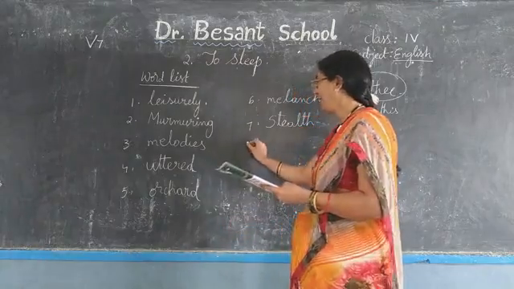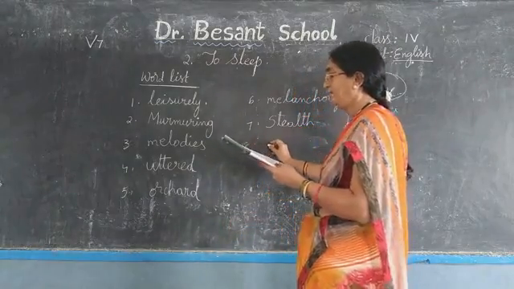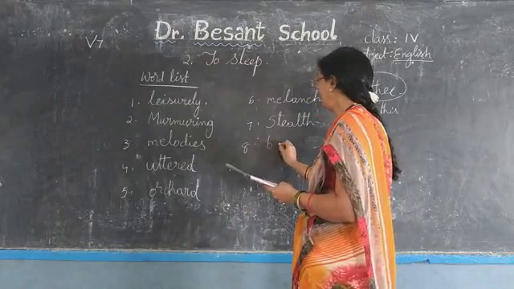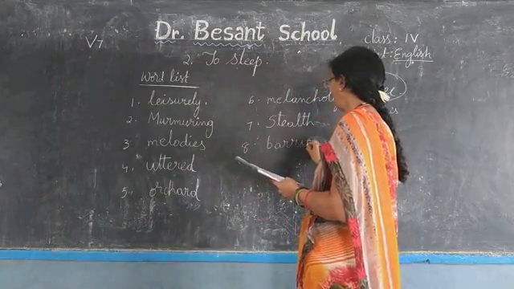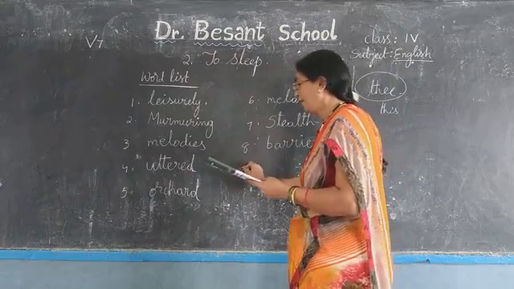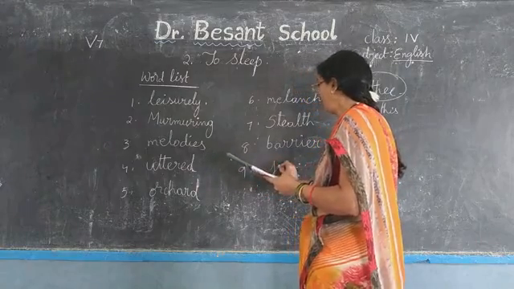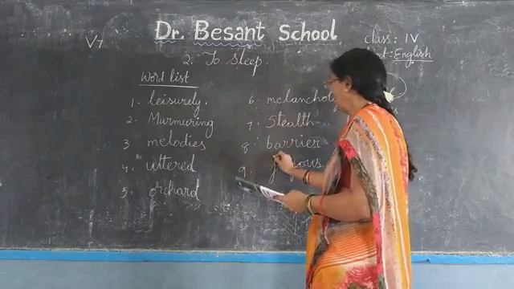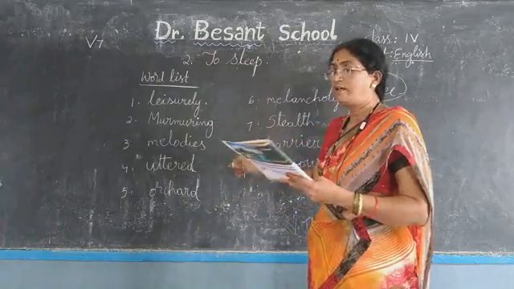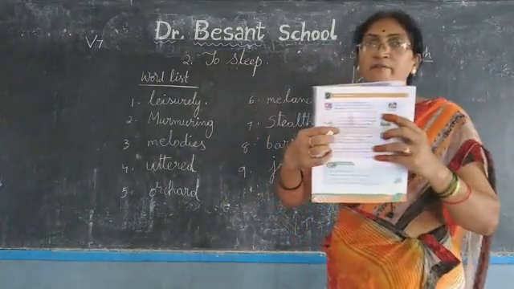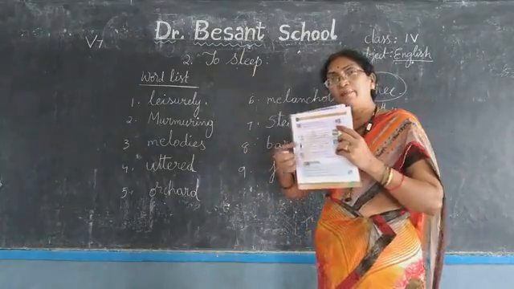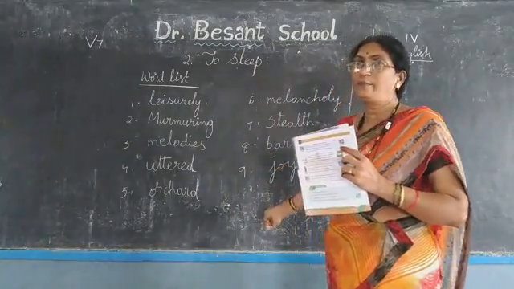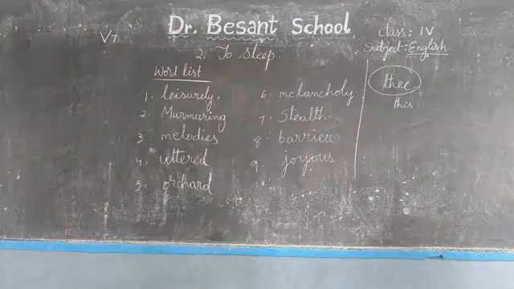So here the eighth word is barrier, barrier, and the ninth word is joyous, joyous. Children, these words are the highlighted words from the poem. Underline them in your poem and be thorough with the spellings. These words will come.